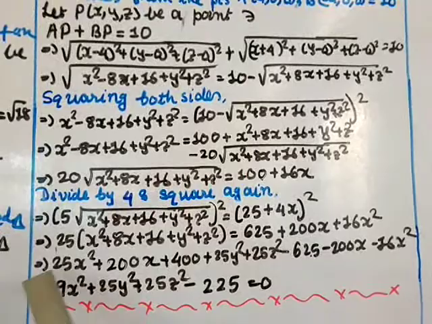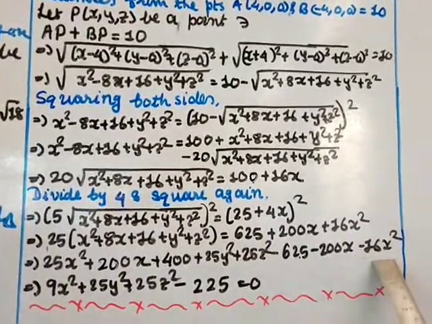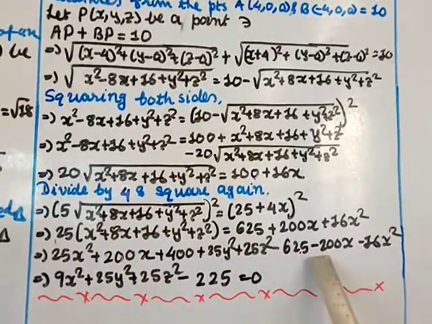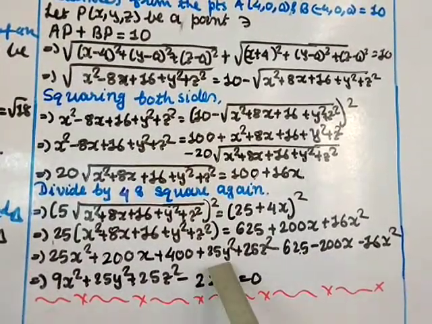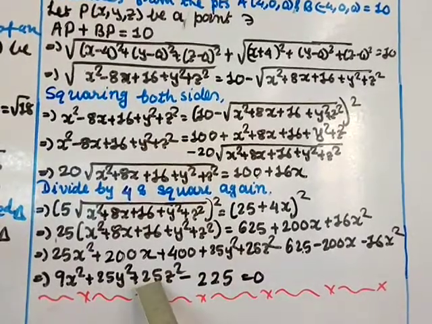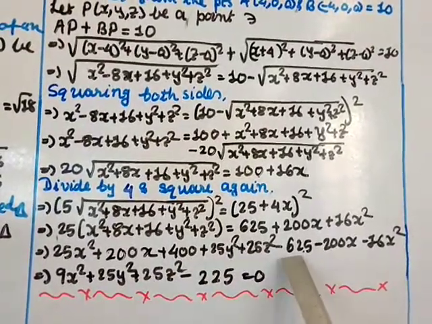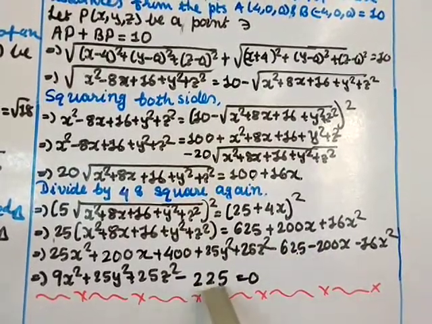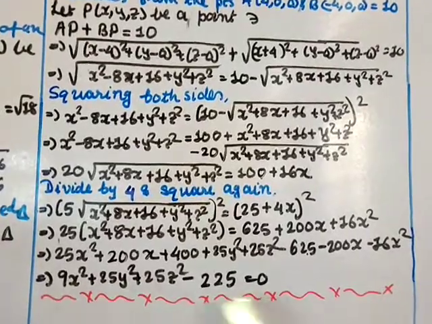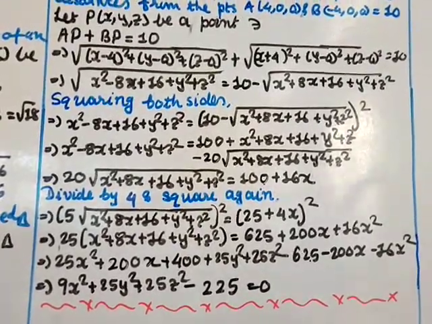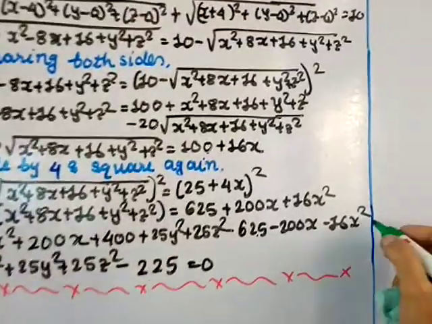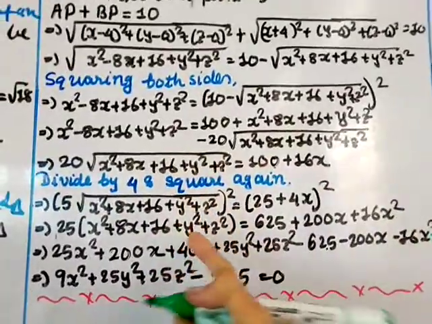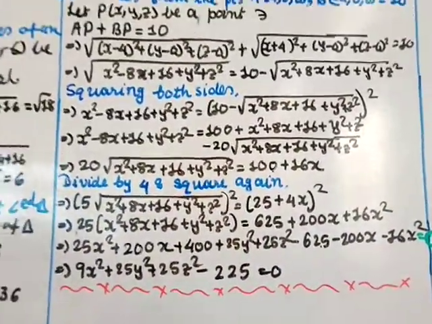Then here 25x square and this one minus 16x square gives you 9x square. 200x plus and minus 200x cancel. Then 25y square plus 25z square, 400 and minus 625, plus and minus, find the difference, you get here minus 225 equal to 0. So that is the solution, the required equation. You can just write here 0, I have just missed out, so just write it here equal to 0, because we have transferred all the terms, so here remains 0. So that is the solution.